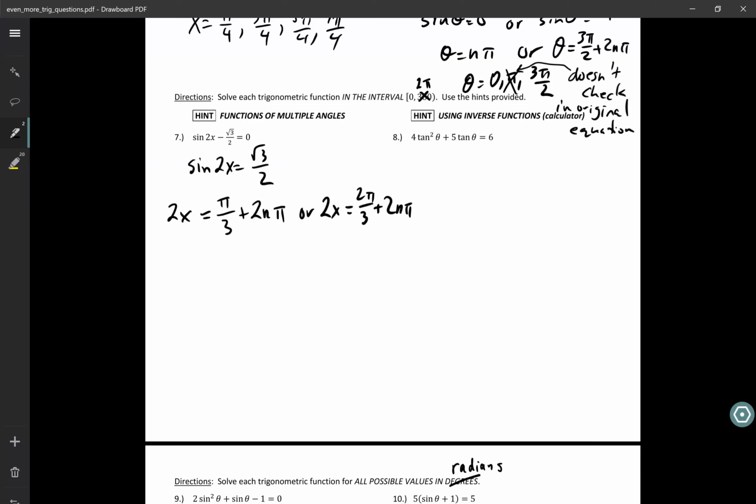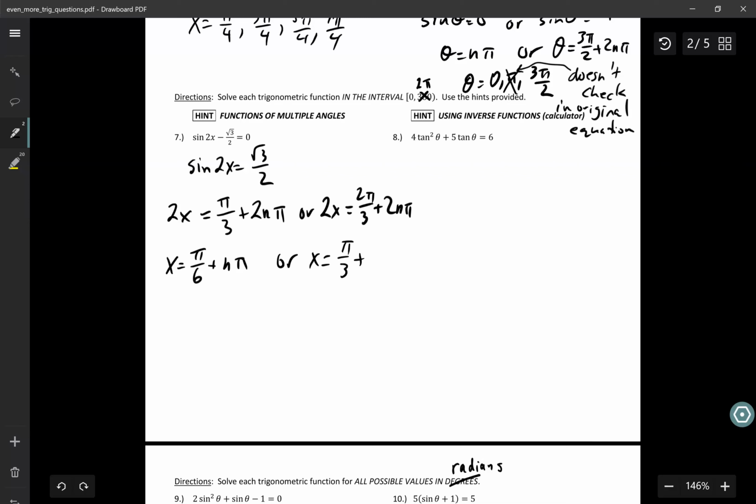Those would just be my solutions that were in from 0 to 2 pi. But we don't have just an x, we have a 2x. So I'm going to divide by the 2 to get pi over 6 plus n pi. And this would give me pi over 3 plus n pi. So we had 2 solutions to start with. This 2 in front is going to double the number of solutions. We're going to end up with 4 solutions.